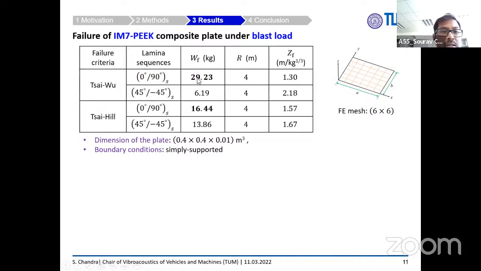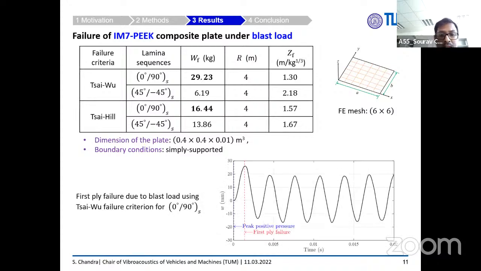That is, we'll consider the symmetric cross ply laminate and symmetric angle ply laminate, using the psi-U and psi-Hill criteria. Just for example, I will show how we have calculated the failure criteria at each time step, and here the first ply failure happens where the maximum displacement is happening. So this is the time dependent response of the symmetric cross ply laminate using the psi-U criteria.